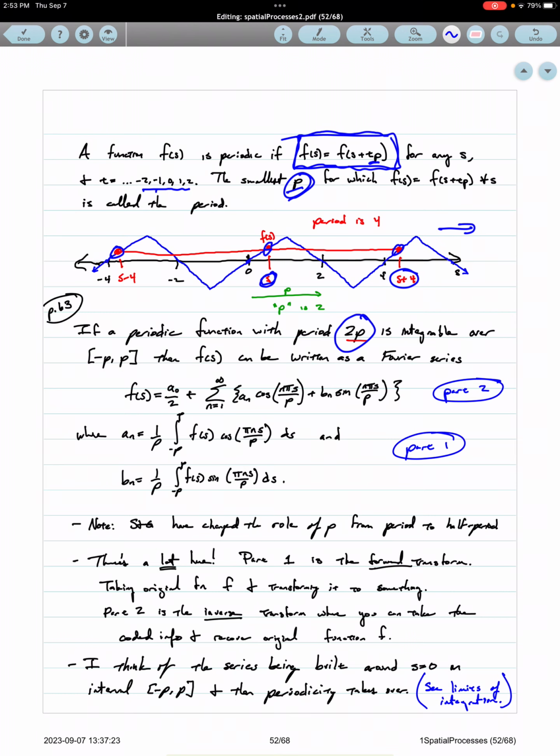So our period, we're going to start with a function with period 2p, assuming that it's integrable over the interval from negative p to p. You can see, oh, this is why they chose p to be the half-width. We're going to look at the function only between negative p and p. That's a total distance of 2p, and that gives us all the information about the function because it's periodic every 2p, right? So that's why this change in the definition of p has occurred.